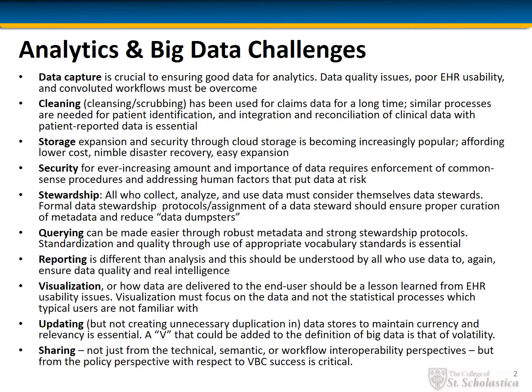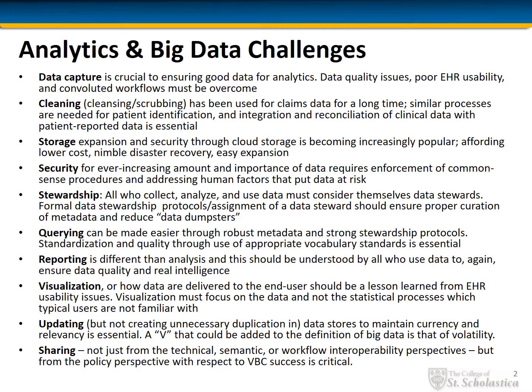Querying for data, better understanding the results of analytics, and even interactively using data visualization can be made easier through robust metadata, including data provenance, accesses, segmentation, etc., and strong stewardship protocols operating on those metadata. Standardization and data quality improvement can be achieved through use of appropriate vocabulary standards as well. This is certainly an area we do not do well in.